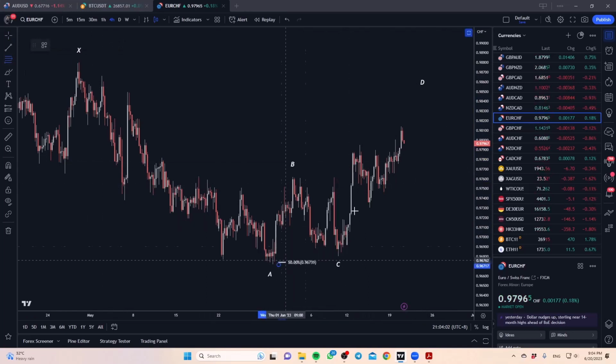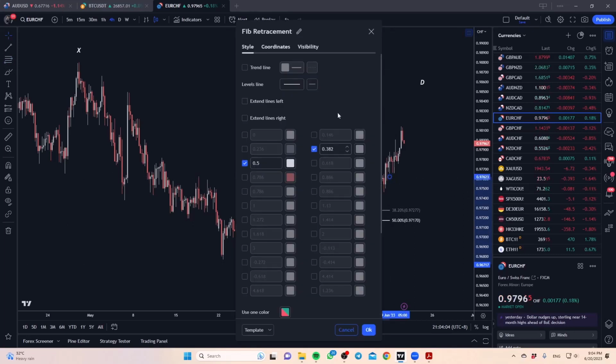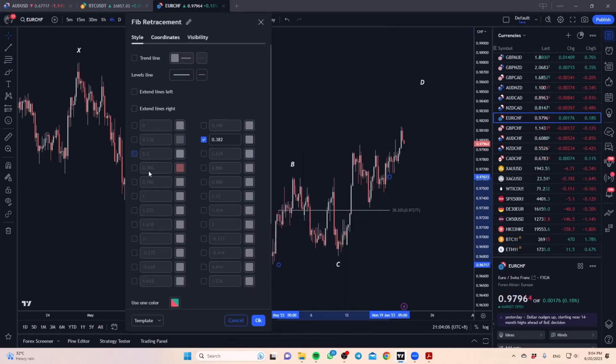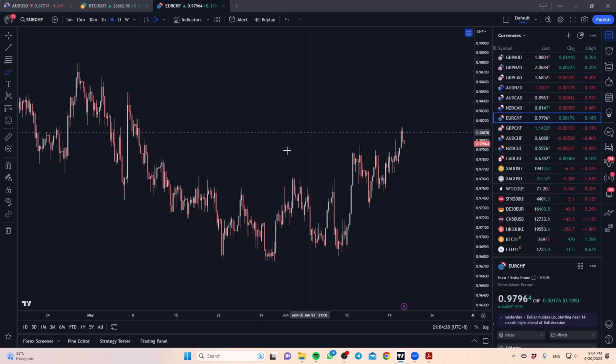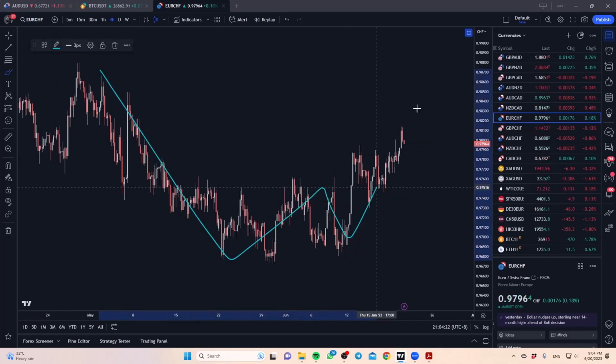So if I take from A to B, point C here cannot touch 886. Okay. So in this case, it touched, so maybe no go. Because C leg must be between this range and it cannot touch the 886. So in this case, it touched. So this is not a valid pattern anymore, right? We may have a W forming, but this one here is not fulfilled.